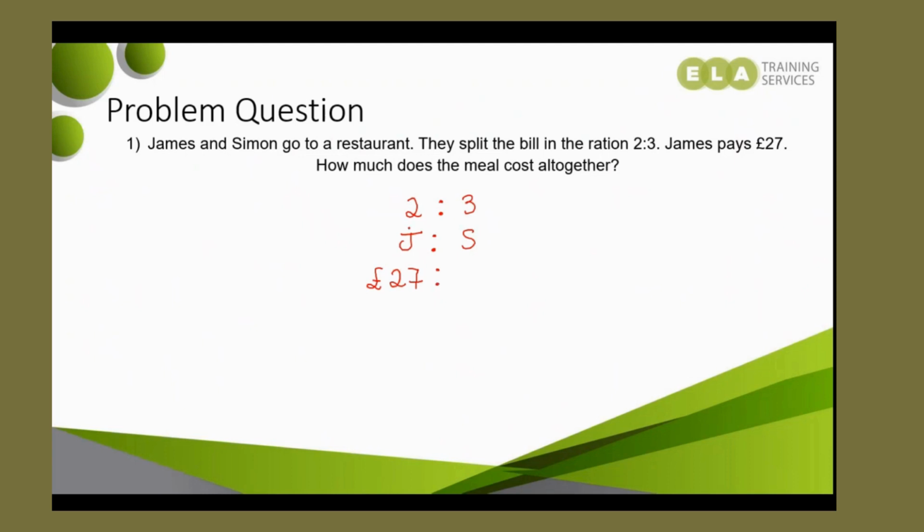We know in our question that James pays £27. So we know 2 parts is 27. So what we do is we work out how we get from 2 to 27, or 27 divided by 2, which leaves us with £13.50. So we've times it by £13.50. Then we're going to do 3 times £13.50.